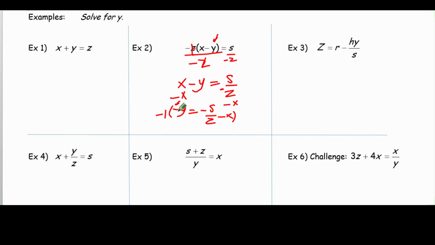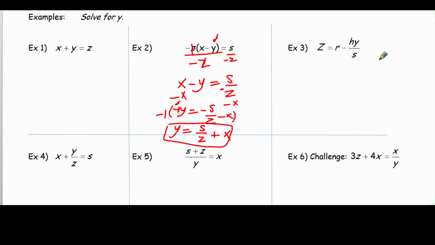Negative 1 times a negative 1y is a positive 1y equals. Now, a negative times a negative is a positive, so s over z is positive now. And a negative times a negative is a positive x. One of the easy ways of thinking about this is you can flip all of your signs on both sides of the equation, always. You just have to make sure you get all of your signs. So that's my final answer. It's kind of ugly looking, but that is what it is.